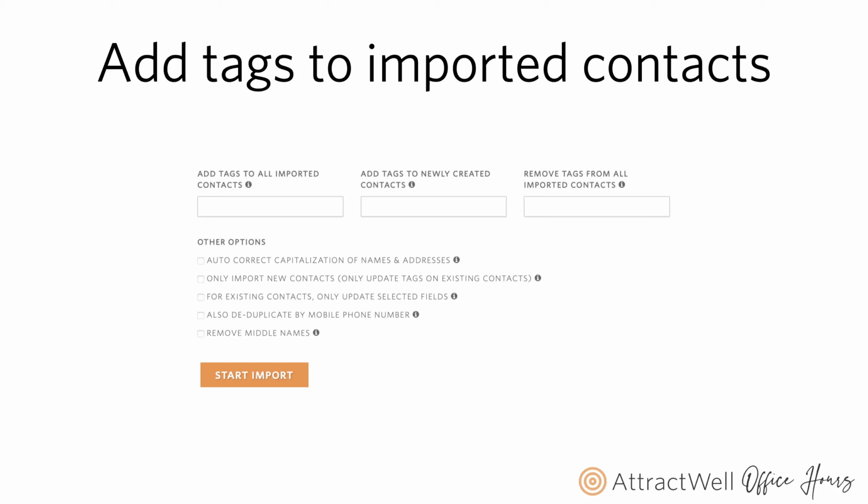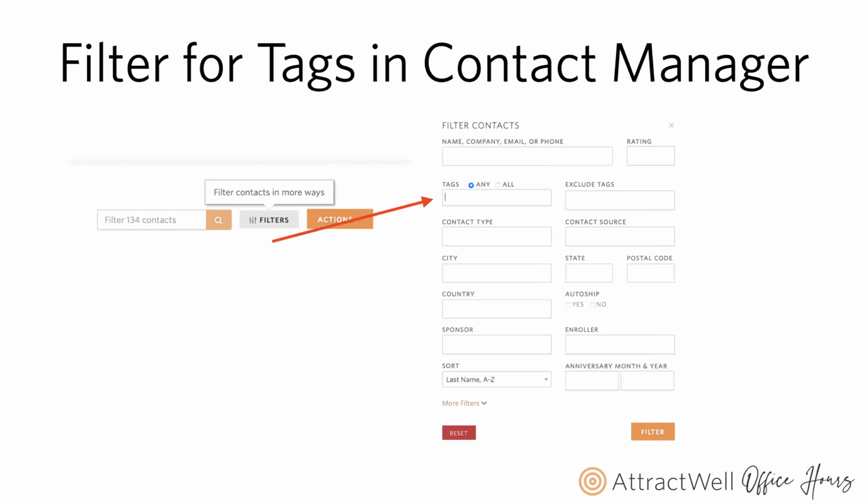So in some cases, you may not want to add tags to all of the people you're uploading because they're already in your system, but you want to make sure you're tagging the new folks with something specific so that you're sending out a welcome message, for instance. Another thing that you can do with your imported contacts here is to remove tags, which is all pretty interesting, right? You can import your contacts and of course add or remove tags to all or newly created folks when you do so.